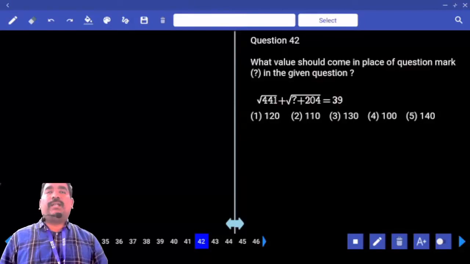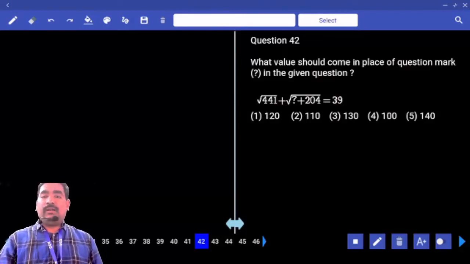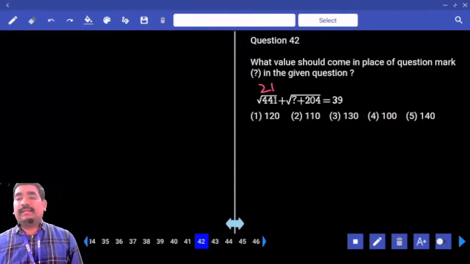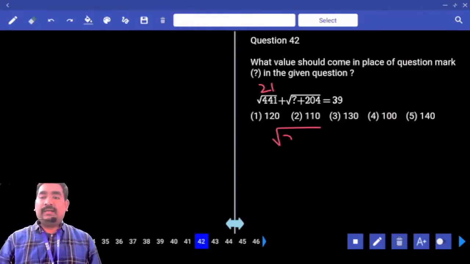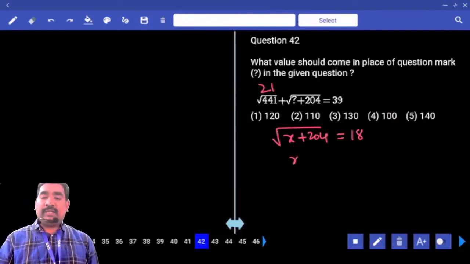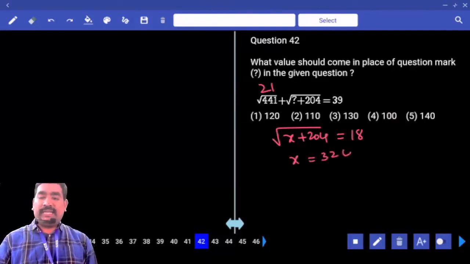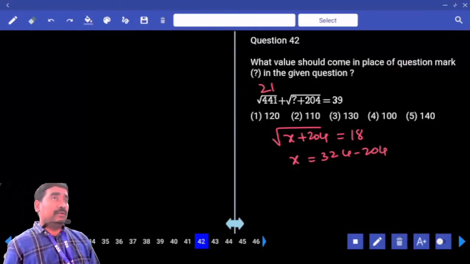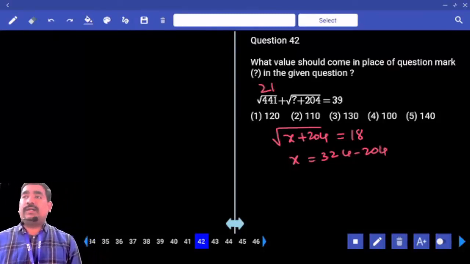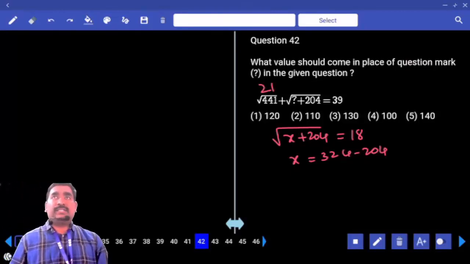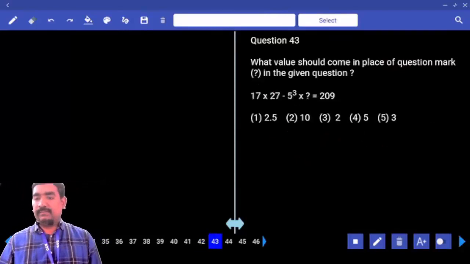Square root of 441. 20. Move it to the right side. 39 minus 21 is 18. Squaring on both sides. 18 square is 324. 324 minus 204. What is 324 minus 204? 120 is your answer.